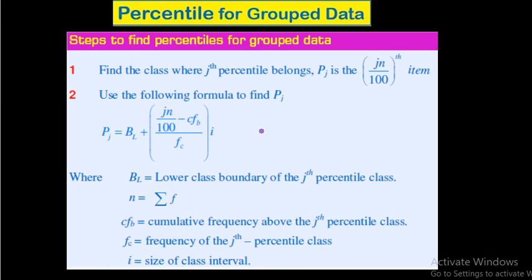So Pj equals BL plus (jn over 100 minus CFB) over FC, times I. You see, in case of quartile it was over 4, in case of decile it was over 10, because of the division. Now for percentile it is over 100. Everything is a kind of revision if you are following me from the previous video on quartiles and deciles. So percentile is also the same. Let us apply this rule and see by example. Everything will be easier, hopefully.